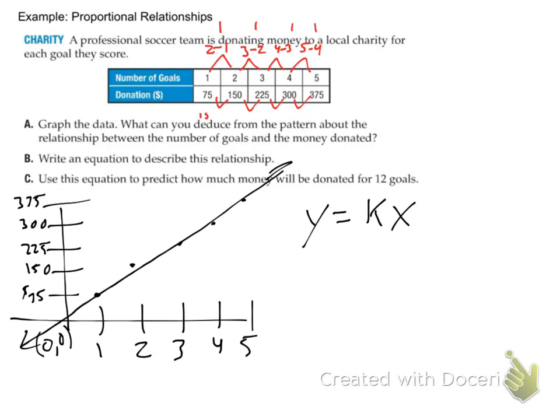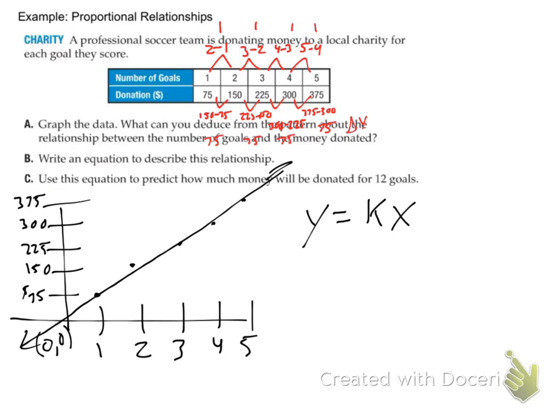So you should have set up 150 minus 75, 225 minus 150. I'm running out of room. 300 minus 225, 375 minus 300. Every single one of these is 75.